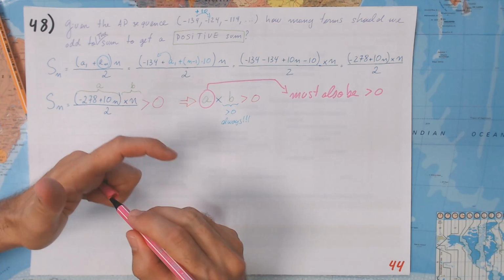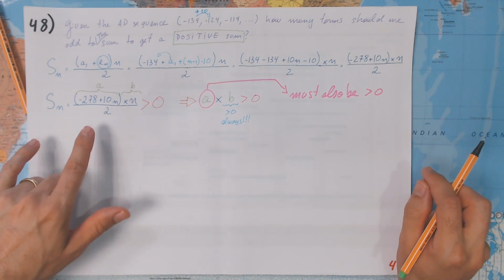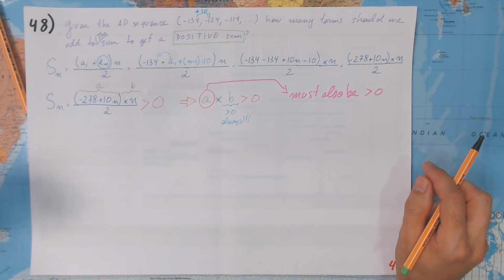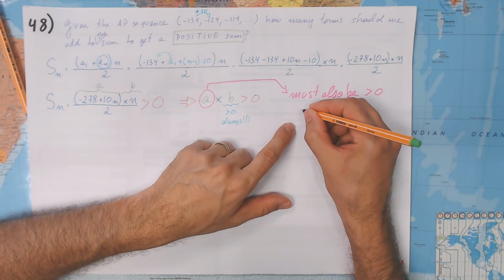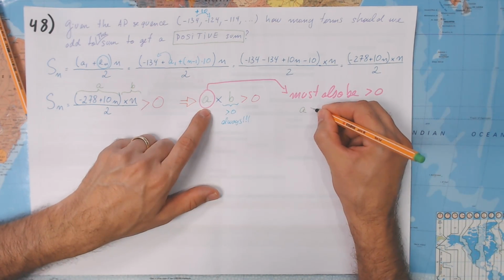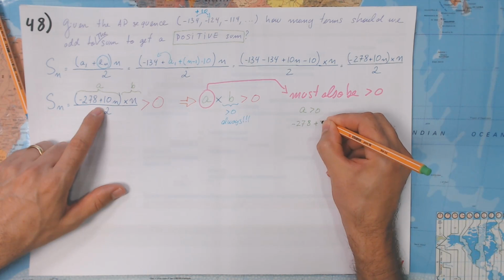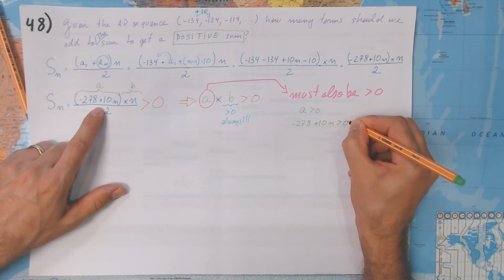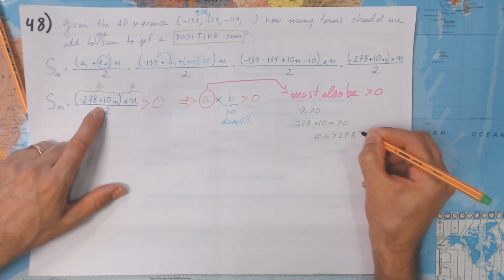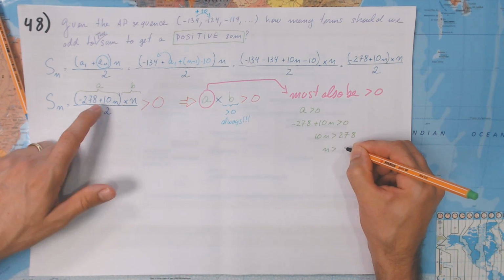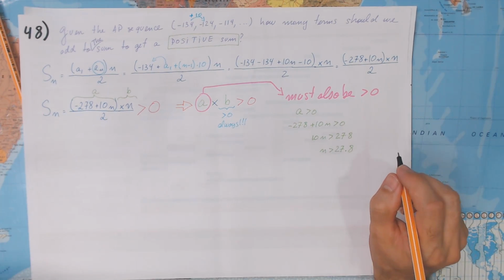Okay, so what you are going to do is this, and that's why I told you I didn't want you to go into any second degree order equation. Just think about what we have. So A must be greater than 0. And what is A? Minus 278 plus 10n must be greater than 0. 10n must be greater than 278, and n must be greater than 27.8. Now, something very important.